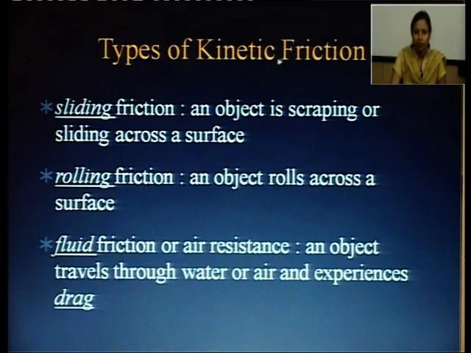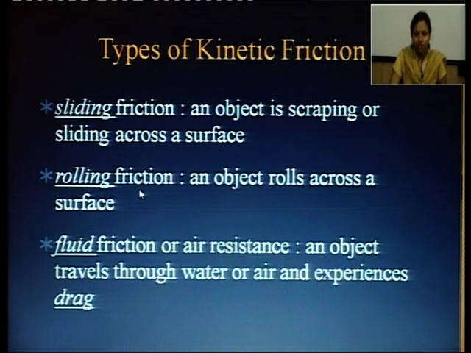There are three types of kinetic friction: sliding friction, rolling friction, and fluid friction or air resistance. We can define them broadly in three types. Also there is viscous friction. Sliding friction is when an object is scraping or sliding across a surface. If two surfaces are sliding across each other, then the force of friction which comes into play is called sliding friction.